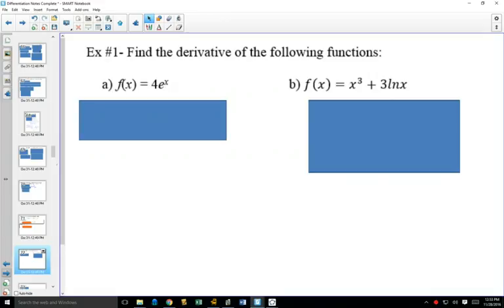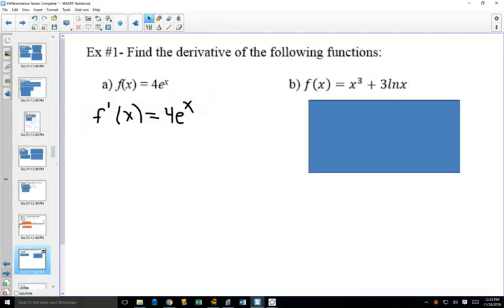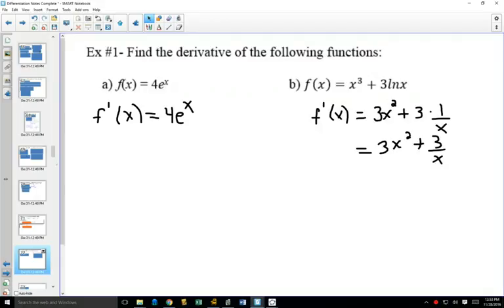So what did numbers in front do to derivatives before? They just multiplied in front anyways. So the derivative of this one will be exactly the same as it was before. And we learned that if we add or subtract functions, we could take the derivative of each of them separately. So the derivative of the second one, well, the x cubed will be 3x squared. The natural log of x will be 1 over x, and it's multiplied by 3. So we get 3x squared plus 3 over x.